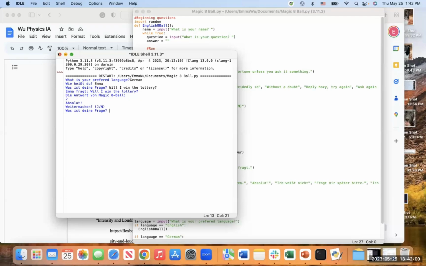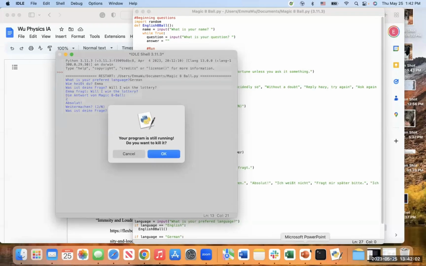Interesting. Super simple, but okay. Wow, this is interesting. So we are learning Python and German at the same time. Multitasking.